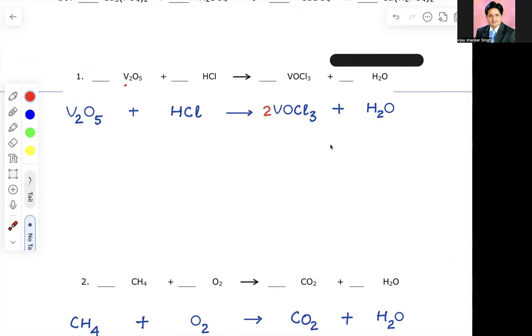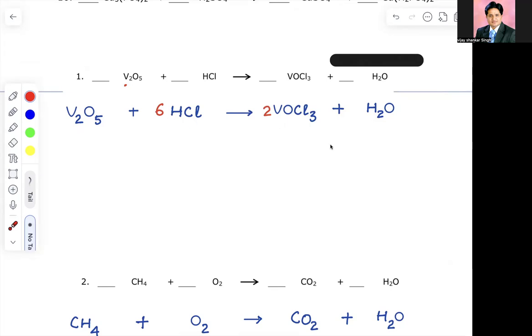But in the process, what we have done is we have got 6 atoms of chlorine, and here there is only one atom of chlorine. So what we could do is balance chlorine, and I could write 6 here, and that gives me 6 atoms of chlorine on the reactant side and 6 atoms of chlorine on the product side. So my V is balanced, my chlorine is balanced.